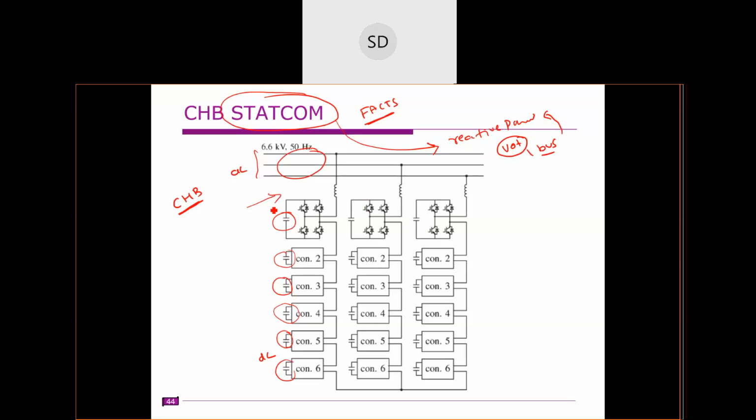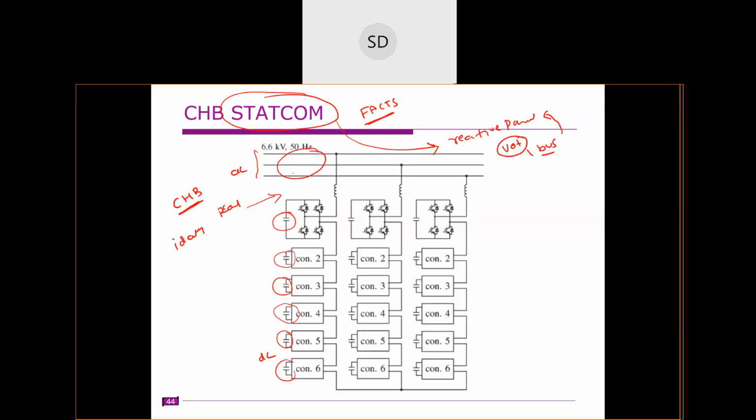In this case, ideally there is no real power exchange between the STATCOM and the grid. Ideally there is no real power exchange between these two, because the STATCOM compensates the reactive power. That means the power flow is only reactive in nature.